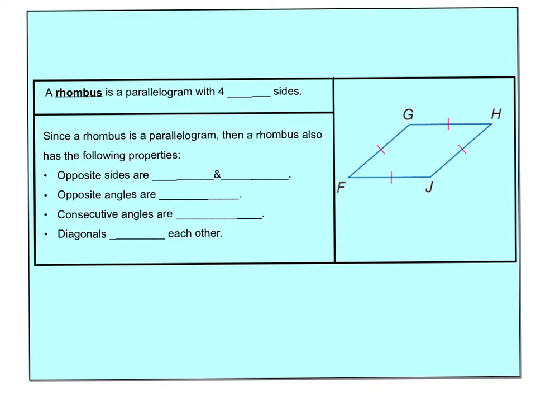So a rhombus is going to have four congruent sides. It's a parallelogram, so all those things are true: opposite sides congruent and parallel, opposite angles congruent, consecutive angles are supplementary, and the diagonals bisect each other. These five you should be pretty comfortable with now. You should be able to recognize them, and be able to recite them, or at least have them at your fingertips from memory.